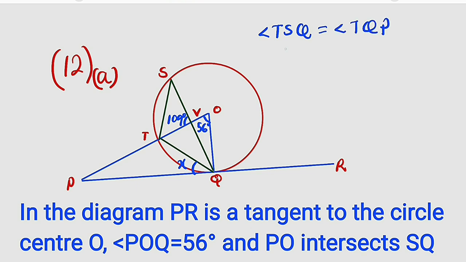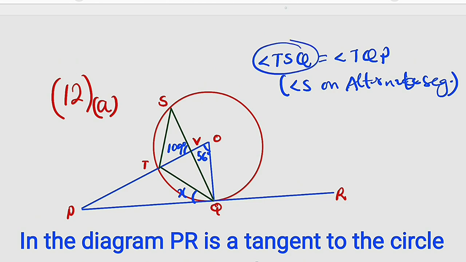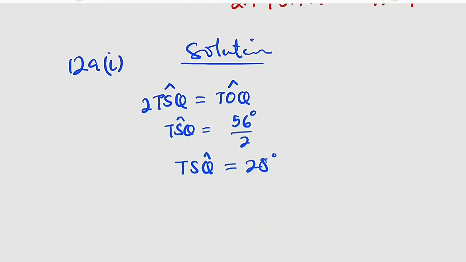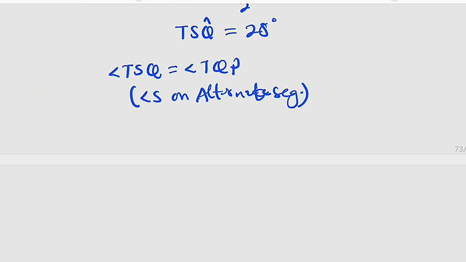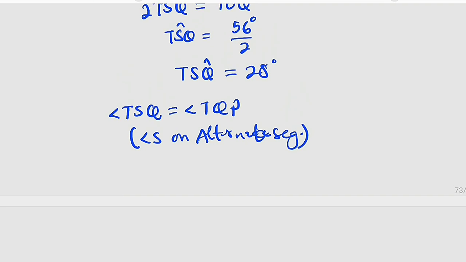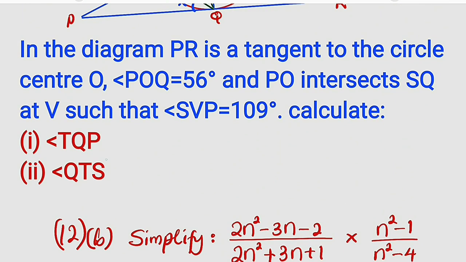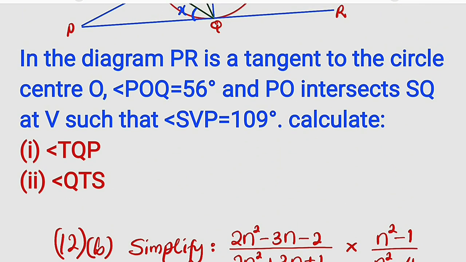TQP. You can even state the reason: angles on alternate segment. But we have already seen that TSQ is equal to 28, which I have written here, right? TSQ is 28. So let me just copy this one down. So if these two angles are equal, it implies that what we are looking for, angle TQP, must be equal to 28 degrees, and hence we have answered the Roman number 1. So now let us move on to Roman number 2, where we ask to find the measure of angle QTS.